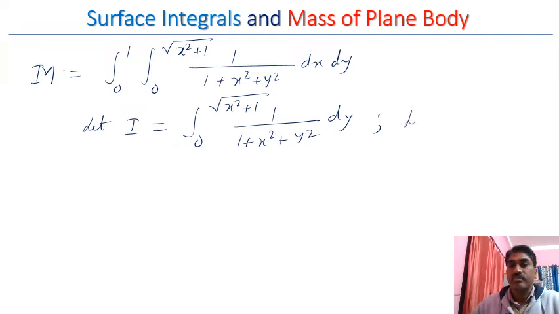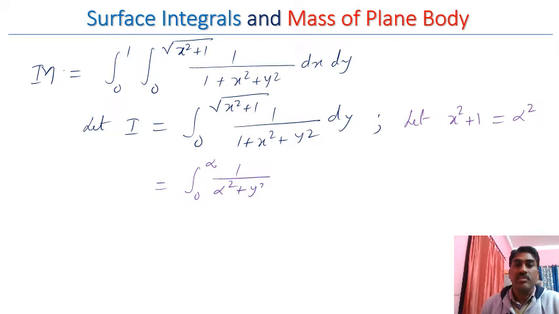Let us take x square plus 1 is equal to alpha square, and that will give us the integral from 0 to alpha of 1 by alpha square plus y square. Because the integral is complicated, we are breaking it: first integrating the inner one, then we will put I into the integral to integrate the outer one.